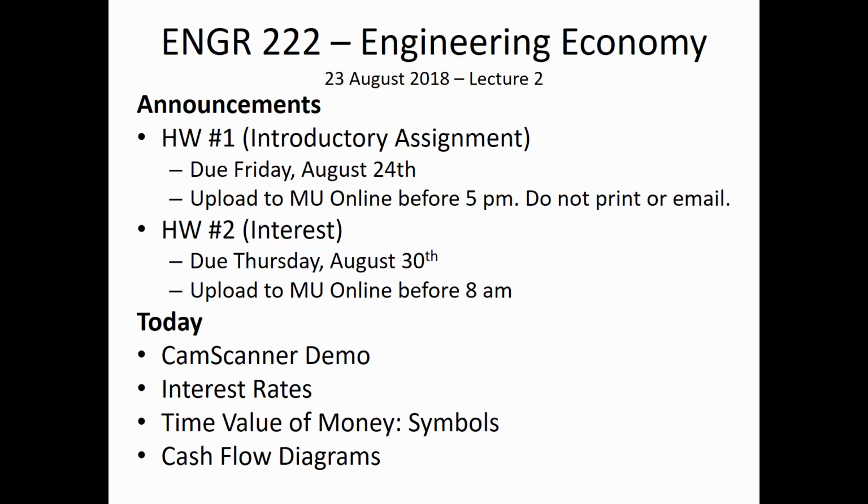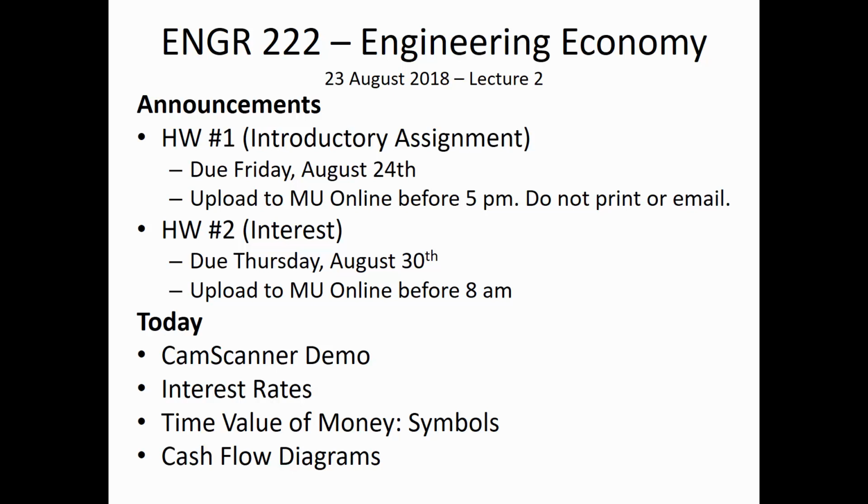Let's take a look at a couple of announcements here before we get into the new stuff. First of all, that introductory assignment that I told you about in our previous class on Tuesday, where you're just telling me a few things about yourself and how you prefer to learn, that sort of information. That's due on Friday. What you should do is type up your response to the questions and upload the document before 5 p.m. at MU Online. Don't email it, don't print it out. The only way to submit the assignment is electronically on MU Online.